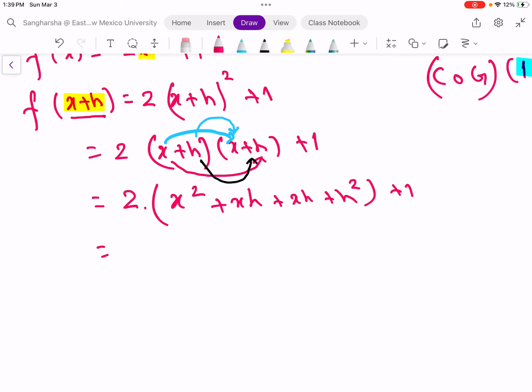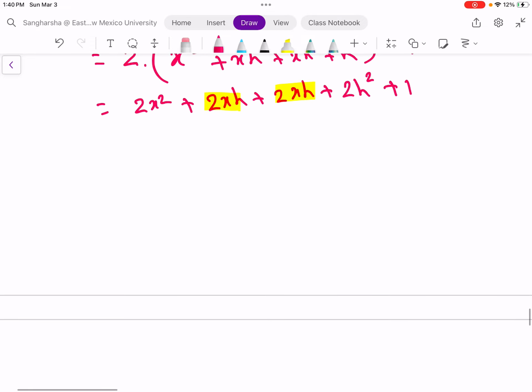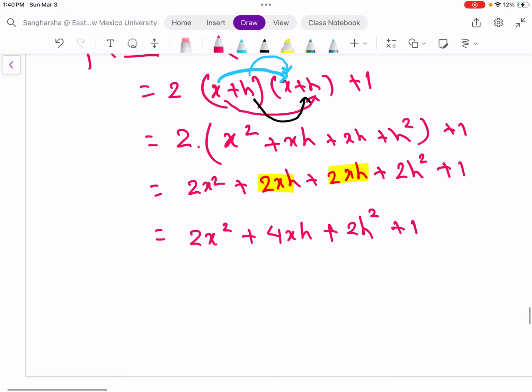Now we have the product here, and we distribute 2, so we have 2x squared plus 2xh plus 2xh plus 2h squared plus 1. We have like terms here, 2xh, so let's add these two and we get 2x squared plus 4xh plus 2h squared plus 1. So this is our f of x plus h.